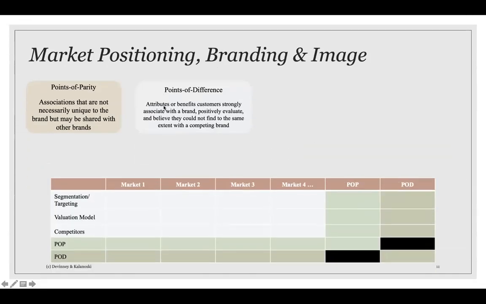And as I look at the branding and the positioning of the company and its products, one of the things I'm going to be concerned about is what things are similar and what things are different between the markets, right? So I'm looking at it this way, and across the target segments. So as I look at segmentation and targeting, I look at the valuation model of the customers, I look at the competitors. The question is, what are the points of parity and what are the points of differentiation?